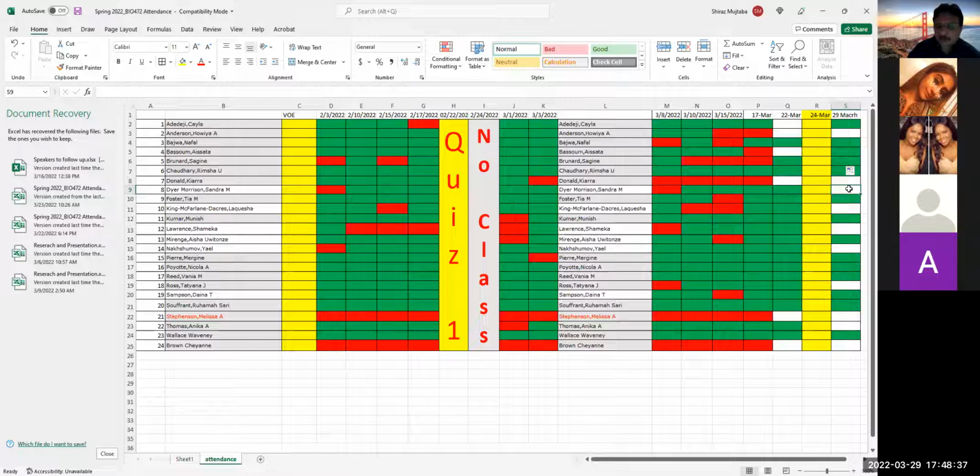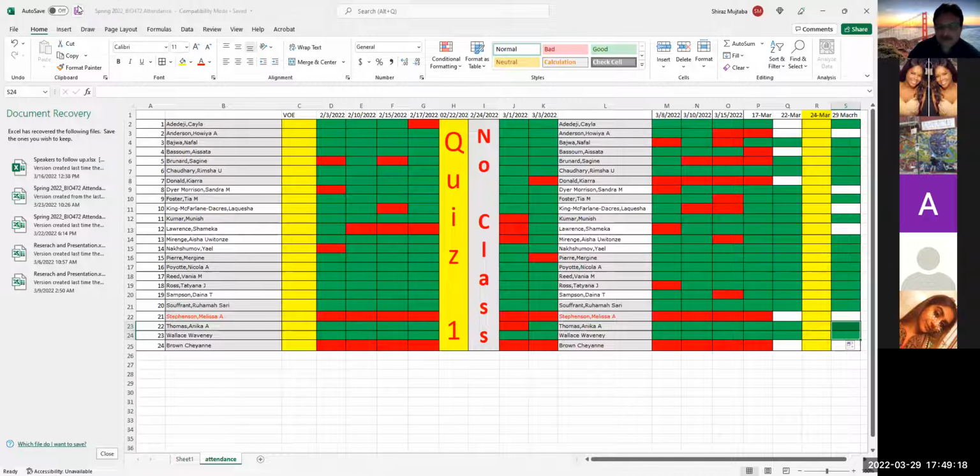Wait, Professor, what is the red for? People who are not there. So let me take the attendance, then I come back. Please, recording is also going on. Lakisha, Shamika Lawrence, Mirenge, Yel Nakshumo, yes, I saw you. Then Tatiana Ross. Professor, Kiara's here. Okay. Kiara Donald. Okay. And Anika Thomas, I saw. I'm here, Professor. Yeah.